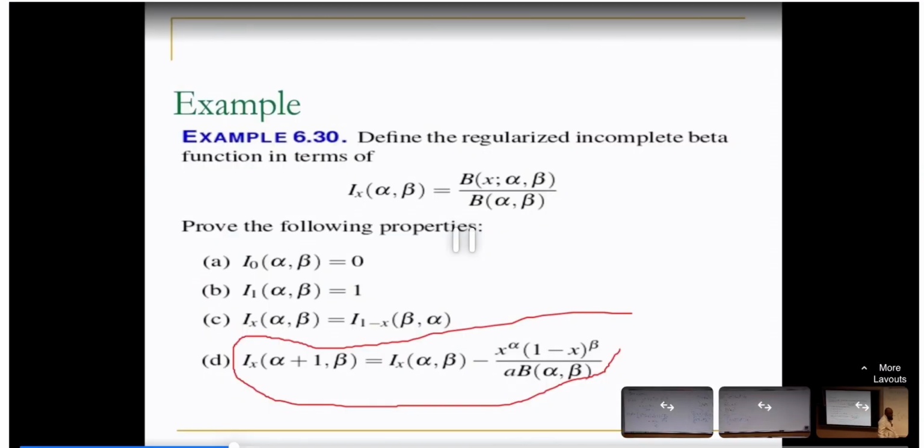Now that you understand the beta function, we want to go to the beta distribution.